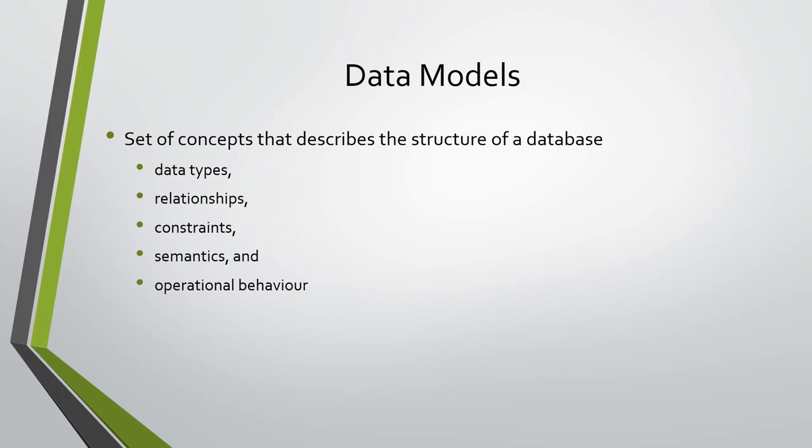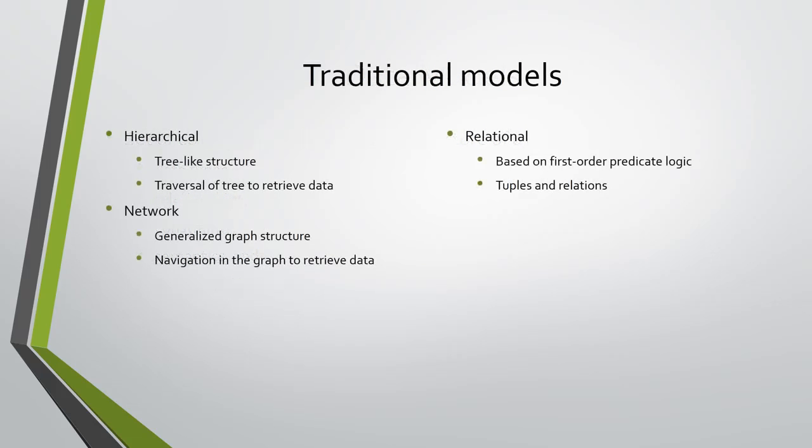A data model is a set of concepts that can be used to describe the structure of a database. That is, the data types, the relationships, the constraints that apply and should be satisfied by the data in the database, and the semantics and the operational behavior of the database. The traditional models include the hierarchical model, the network model and the relational model.